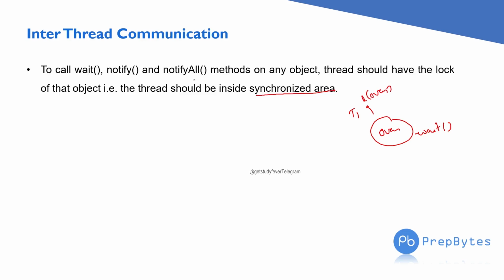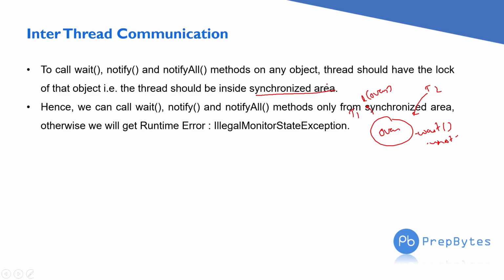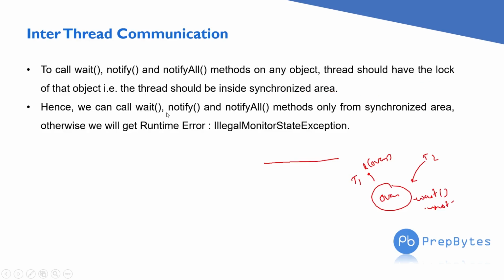Correct? Now T2 comes, T2 will complete its work, and it will also call dot notify. So it also needs the lock of that object to call these methods. Therefore, the thread should be inside the synchronized area. The next point is, hence we can call wait and notifyAll methods only from the synchronized area. Otherwise, we will get IllegalMonitorStateException. So this is an important point.